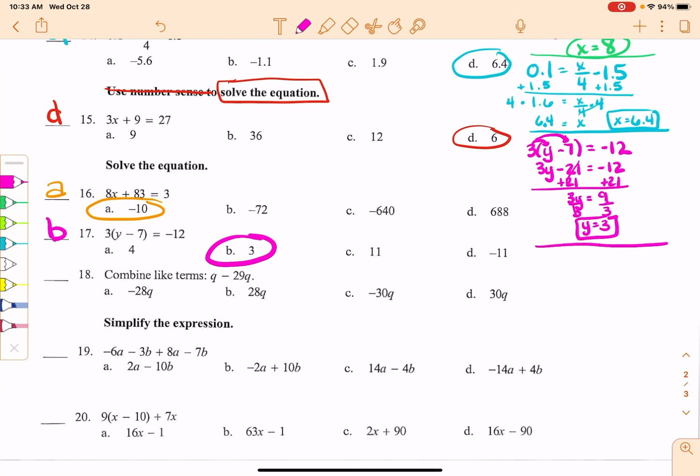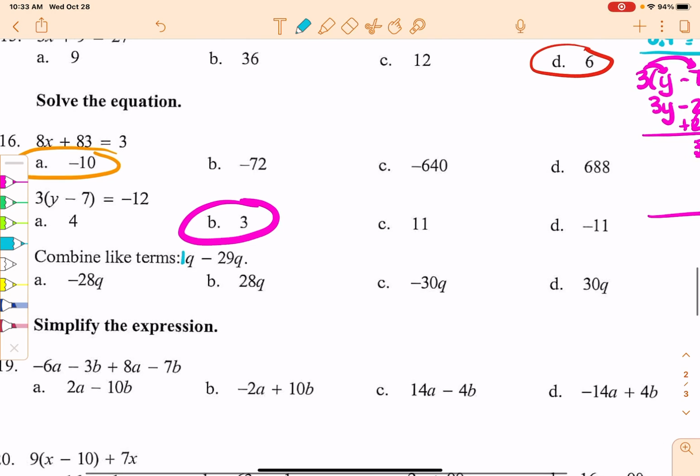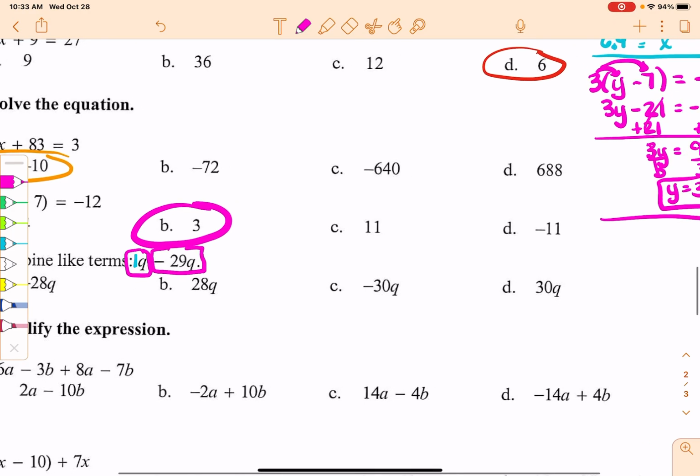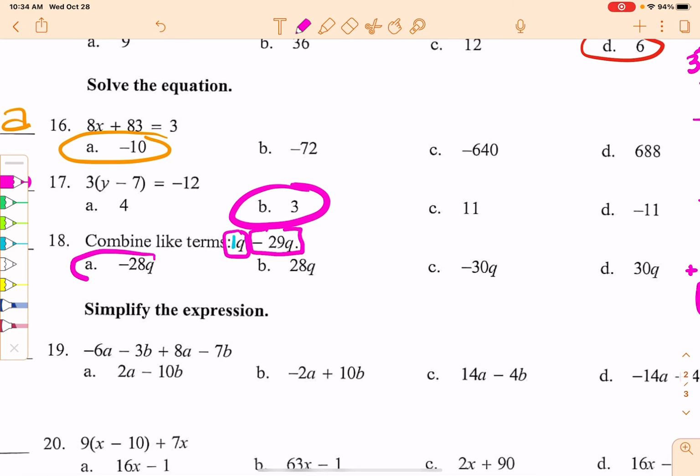Now, for the next one, we're going to talk about combining like terms. So I have Q minus 29Q. So remember, we do assume that there's a 1 in front of this one before we get started, okay? Then remember, we kind of get our terms together. The only thing I have are Q's. So I have 1Q and negative 29Q. So I know there's going to be a Q in the answer. And then all I'm doing is adding them up. So 1 plus negative 29 is negative 28Q. So that's going to match this.